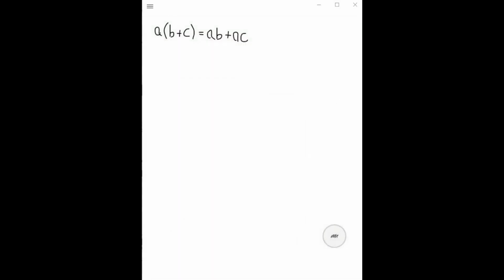Next, let's consider what's known as the distributive law. If we have a times b plus c, we basically just multiply everything by a. So we have ab plus ac.